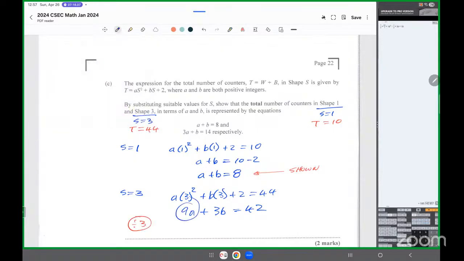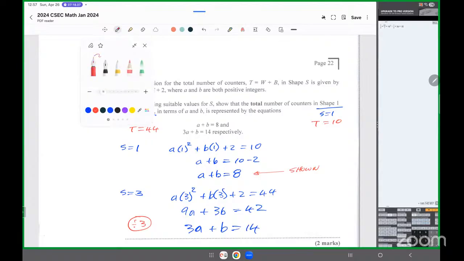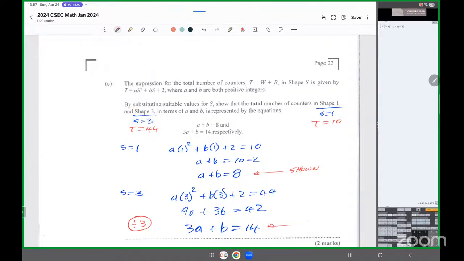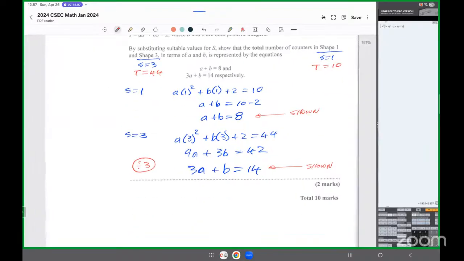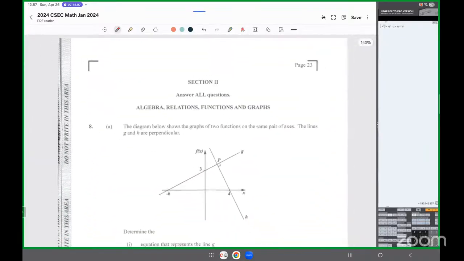Divide this by 3, you're going to get 3A. Divide this by 3, you're going to get B. And divide this by 3, you're going to get 14. And so this is also shown. This one looks a bit different, but that's how it is sometimes. So I've shown the two equations that I want. All right, let's continue.